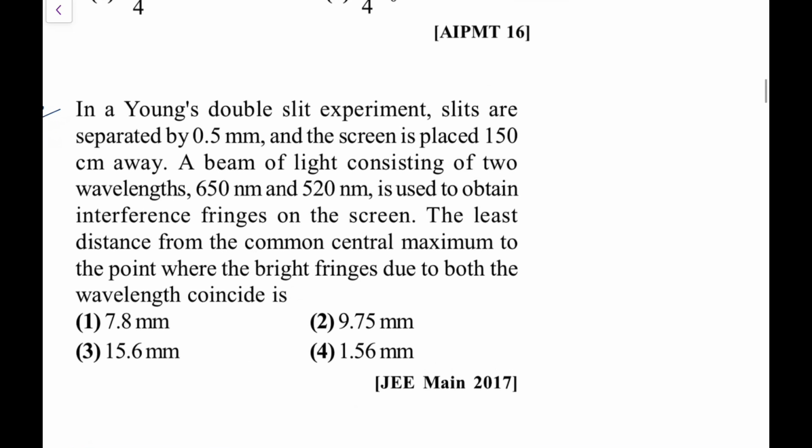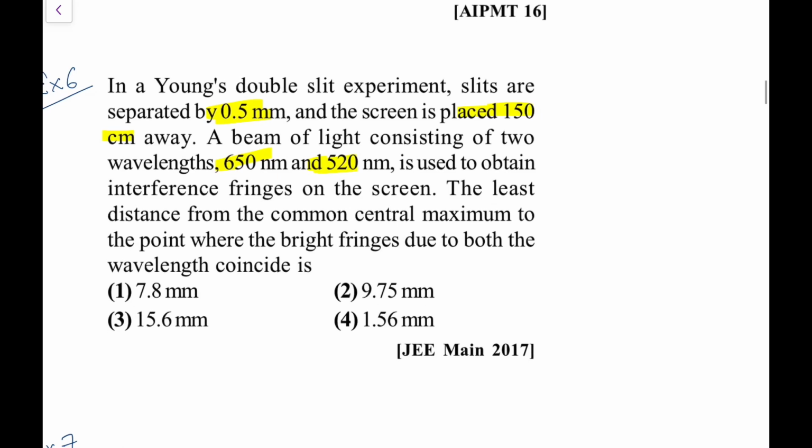Next, in a YDSE, slits are separated by half mm and the screen is placed 150 centimeter away. A beam of light has two wavelengths, 650 and 520 nm, used to obtain interference fringes on the screen. Find the least distance from the common central maxima to the point where the bright fringes due to both coincide. Now this is an important question, where the bright fringes due to both coincide.